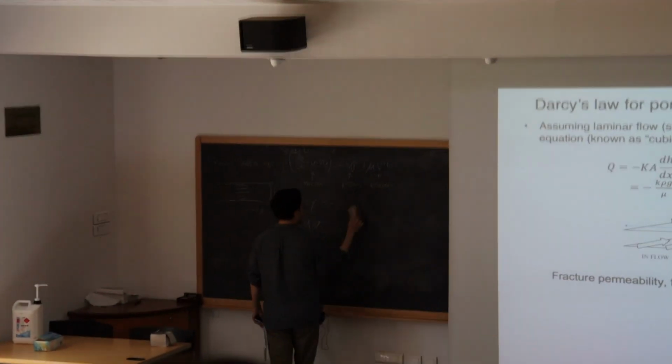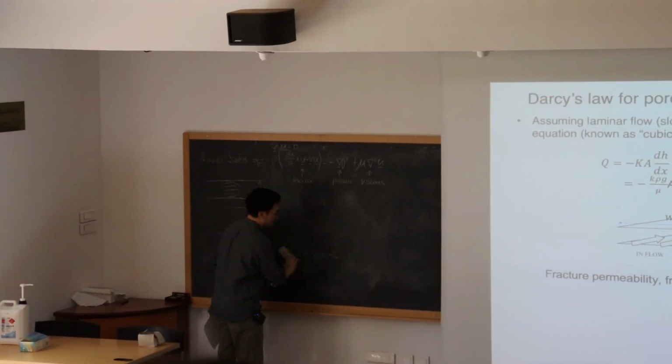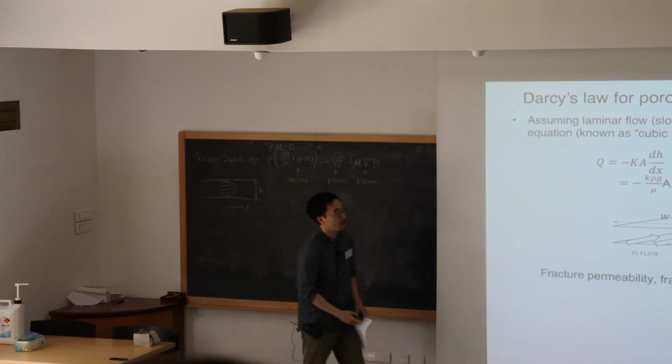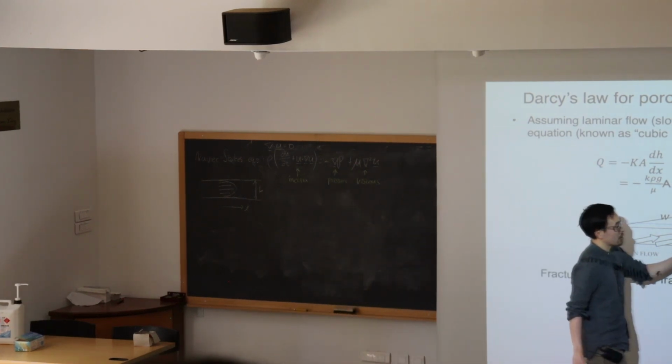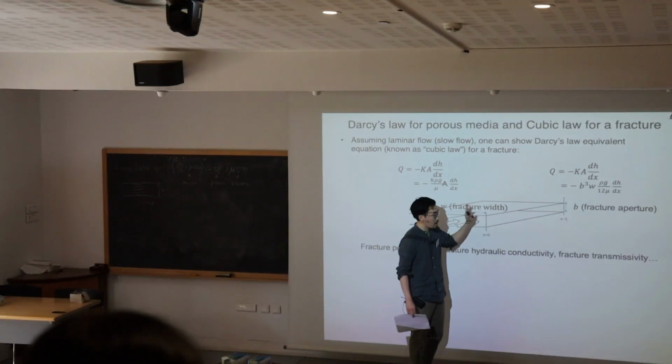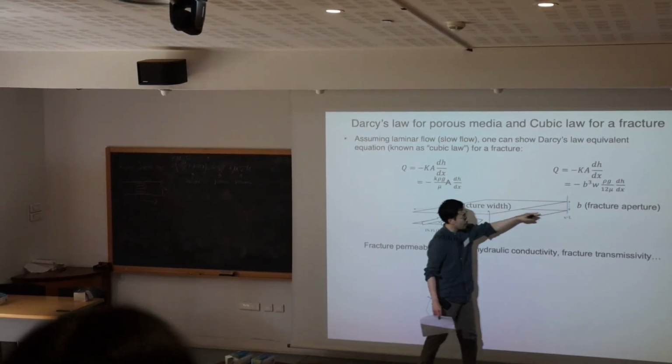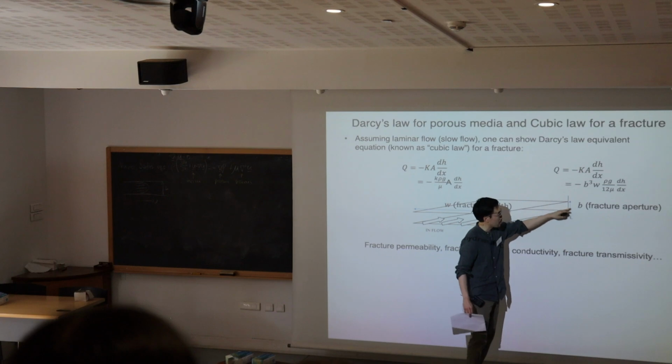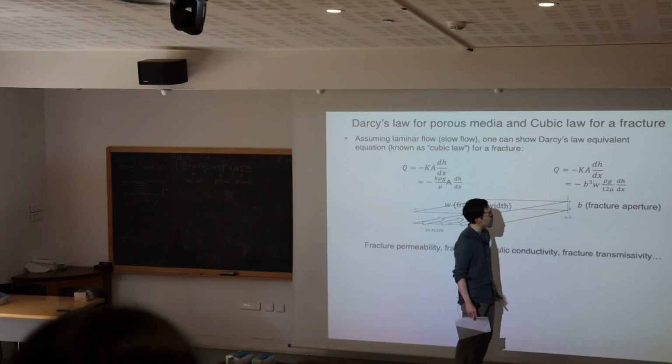So what is cubic law, first of all? Let's make it clear what our objective is, okay? So cubic law is as simple as this. You have a single fracture, smooth, let's say, and this is the most idealistic case of single fracture flow with constant aperture B. So aperture means the width between the top and bottom fracture.